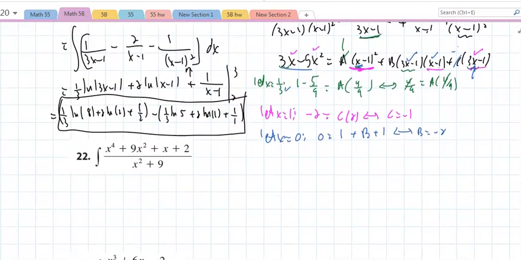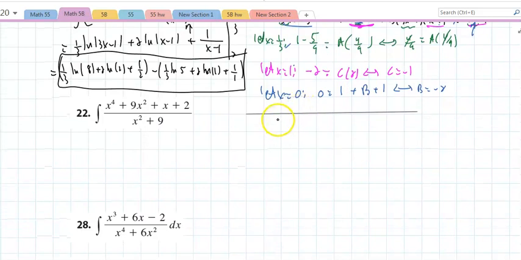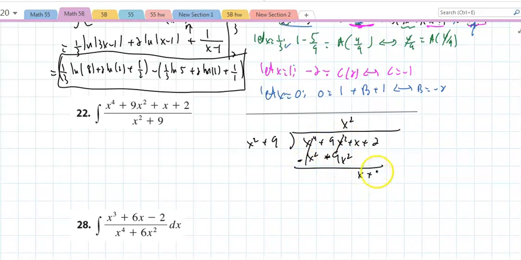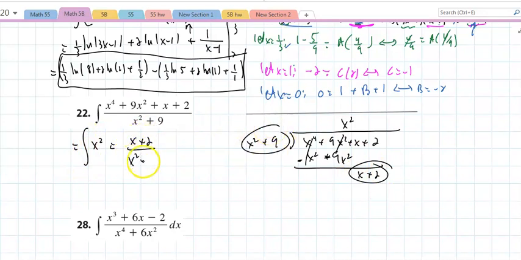What if I get to problems that don't zero out? Like number 22. This is an improper fraction. I would use long division. I will take x to the 4th plus 9x squared plus x plus 2 and x squared plus 9. That gives me x squared plus 9x squared. Subtract, cancel out, x plus 2. This would be the integral of x squared plus x plus 2 over x squared plus 9. That's not an equal, that's a plus.